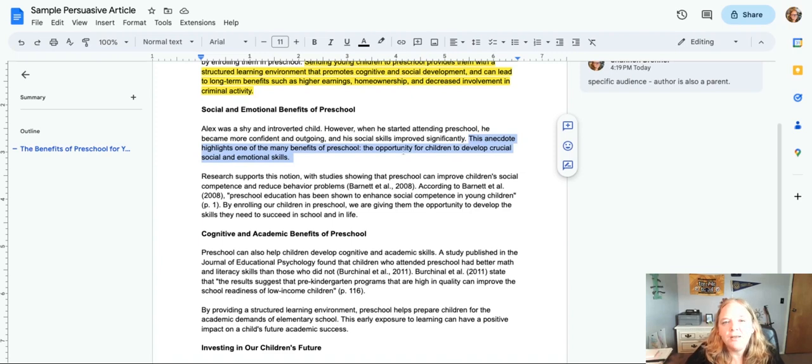This is okay. It may not be necessary if you've done a really good job showing the benefit that you're talking about. You may not have to say it as much. Just state it like this here.